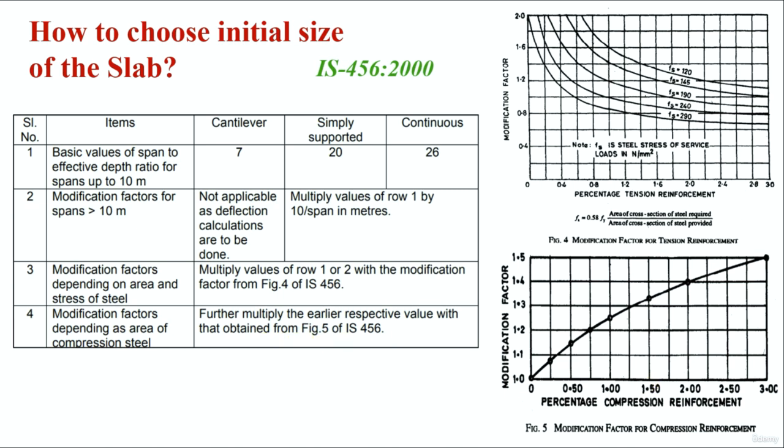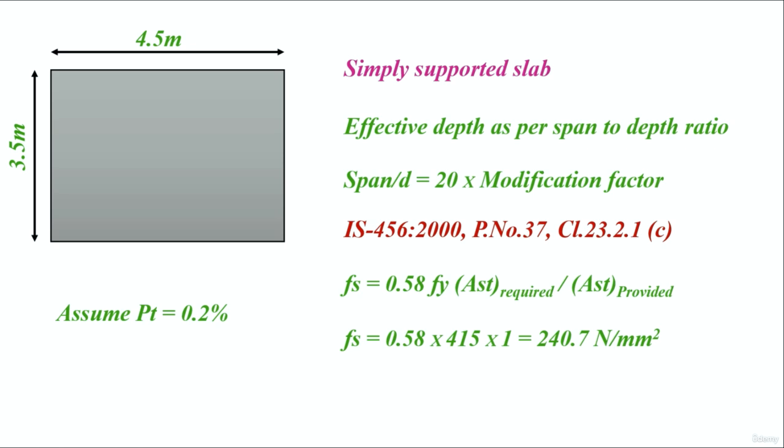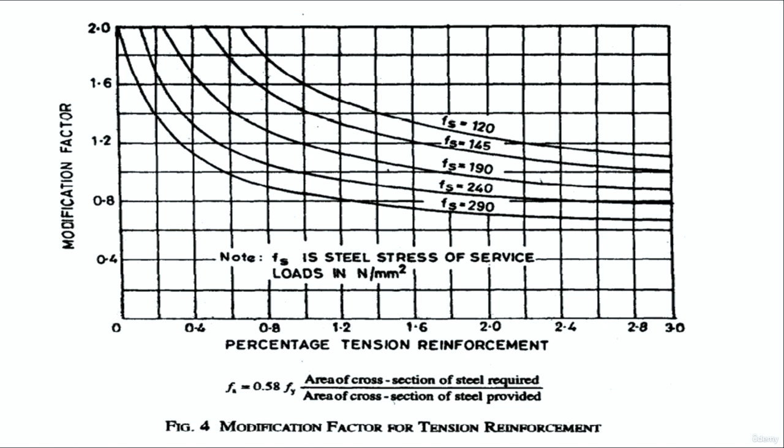As per IS 456-2000, the minimum percentage for HYSD bars is 0.12%. That is the minimum reinforcement we have to provide for slabs having HYSD bars. Here I have taken 0.2%. So for this 0.2% and this Fs value, we need to find out the modification factor. Like a beam, slabs will also have tension reinforcement at the bottom and compression reinforcement at the top. So here let's take figure 4, modification factor for tension reinforcement. The percentage of tension reinforcement assumed is 0.2, so that comes here, and the modification factor we need to find out.